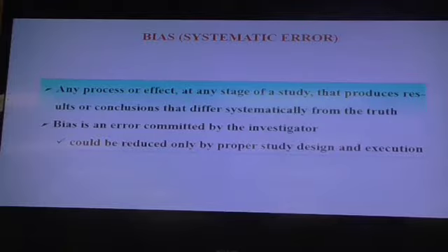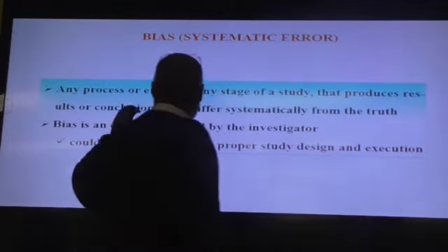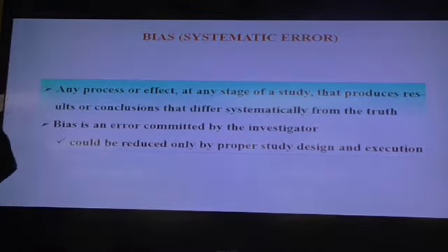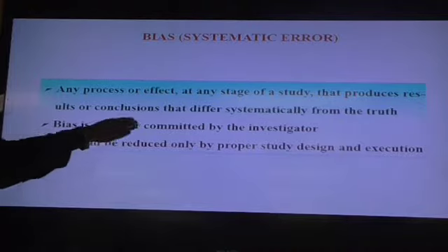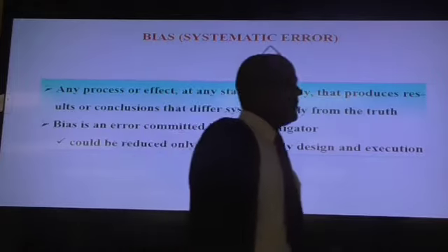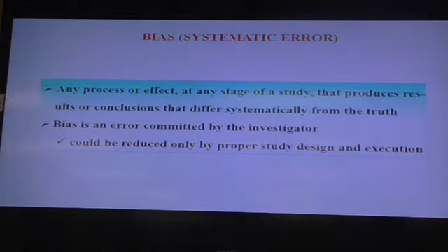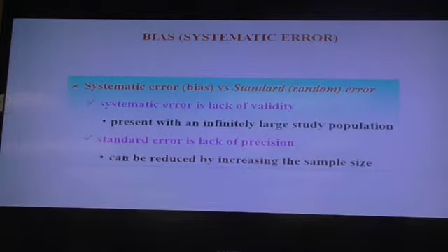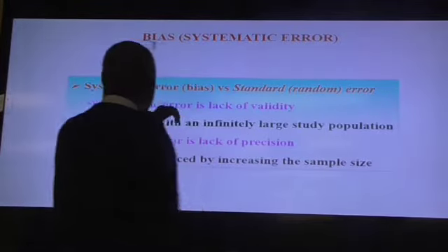But it's all the same, even if it is occurring unknowingly or unintentionally by the investigator. It still leads to results or conclusions that differ systematically from the truth. So it's only by the design and execution that we can improve systematic error.